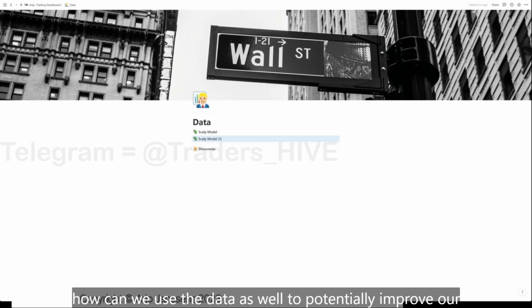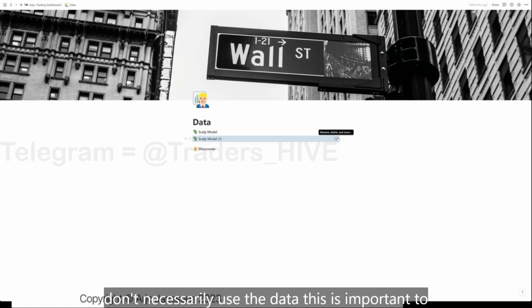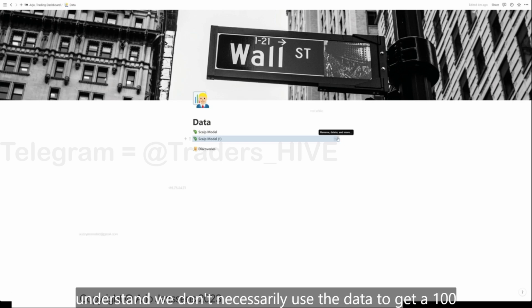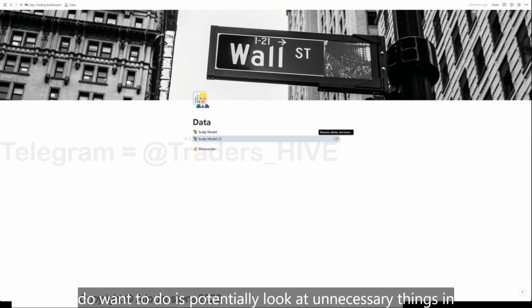Now, how can we use the data to potentially improve our trading plan or improve our trading in general? This is important to understand: we don't necessarily use the data to get a 100% win rate in our trading plan or mechanical approach. That's not really necessary because the approach we already have is perfectly fine. But what we do want to do is look at unnecessary things in our trading plan.